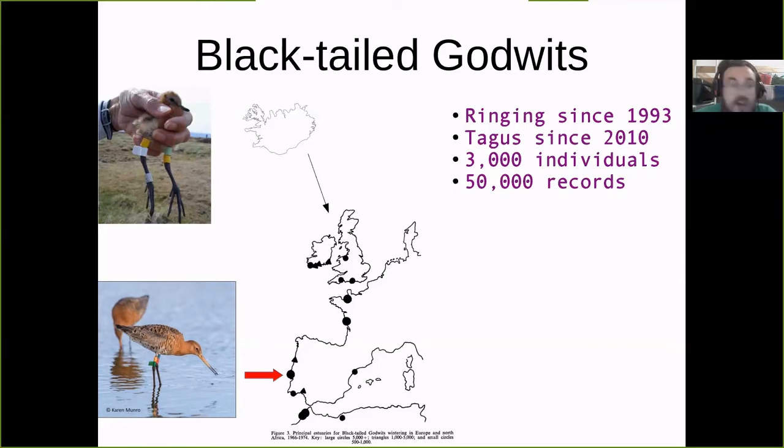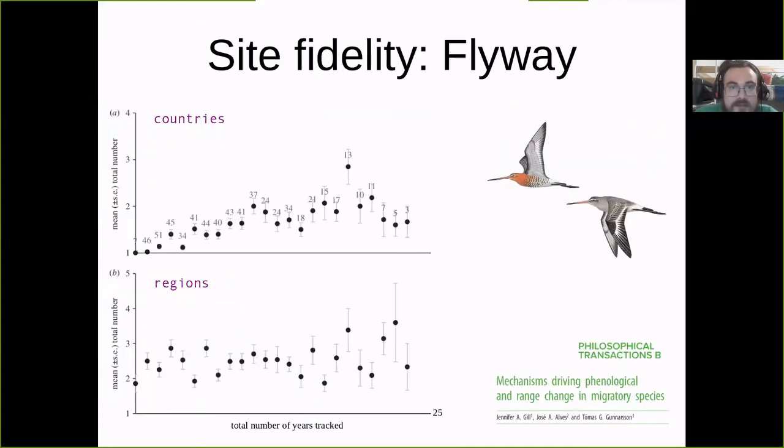And this has meant that just this very simple technology has generated about 50,000 records where we know which individual it is, where it was, and the date, which is a pretty impressive data set, I think, spanning nearly 3 decades.